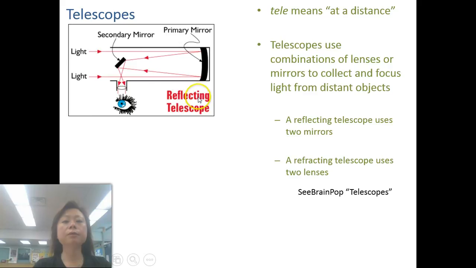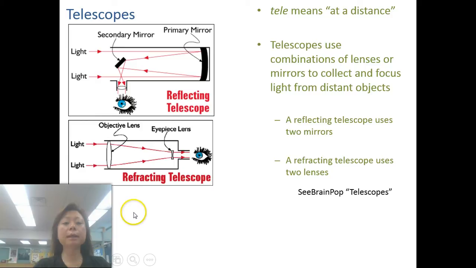So here is a reflecting telescope. As you can see, we have not a plane mirror, but a curved mirror. Do you remember from last section what that is? Concave mirrors. So the light from the distance will come in, and it will hit the mirror, and because it's curved, it will come together, and then the secondary mirror will make it bounce up into the eyepiece where you can see.